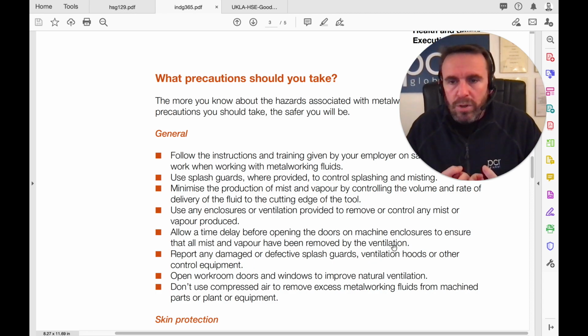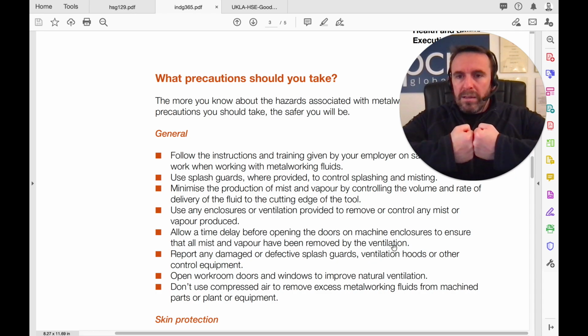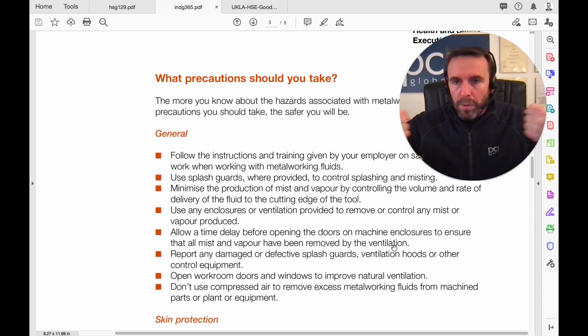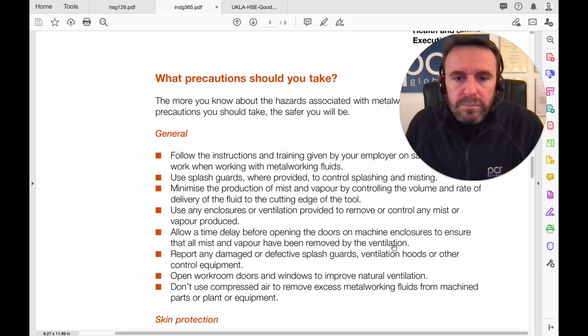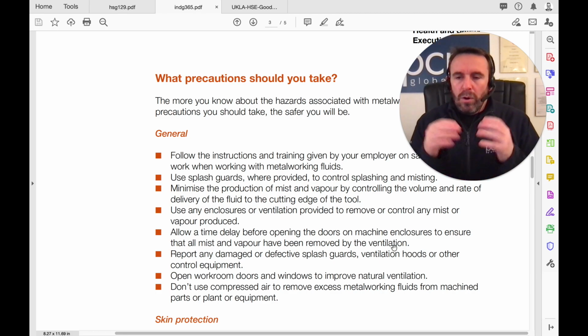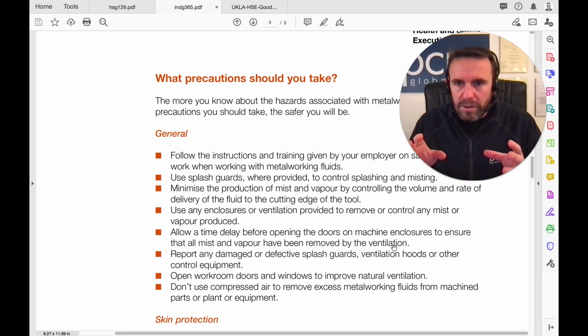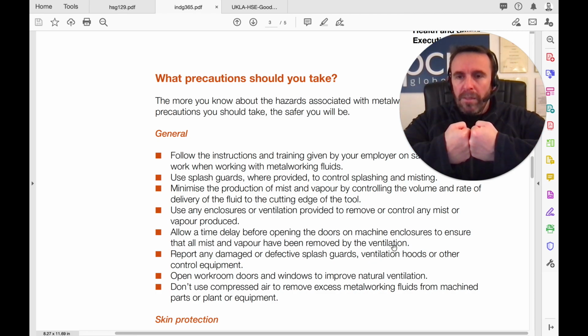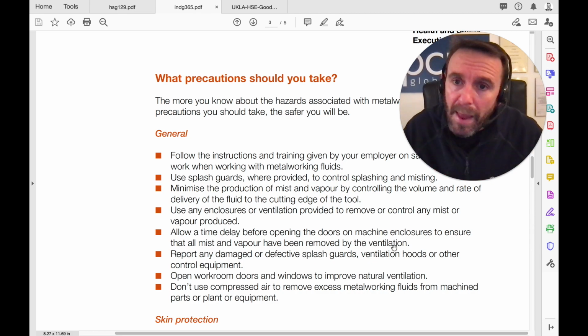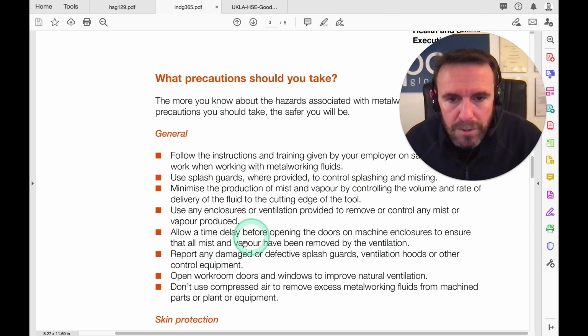If you're on a CNC machine, keep the doors closed, wait until the mist dissipates and the vapour dissipates, then open the doors. I've been involved in a number of risk assessments on machinery with the operators, and when we've tested the difference between opening the doors too soon and keeping them closed for a little bit longer, there is a major difference. And all that information can go into your risk assessment.